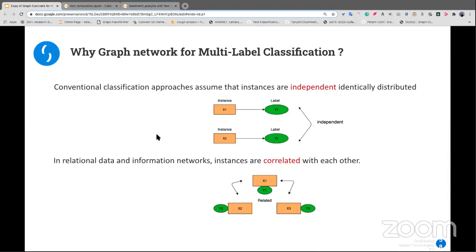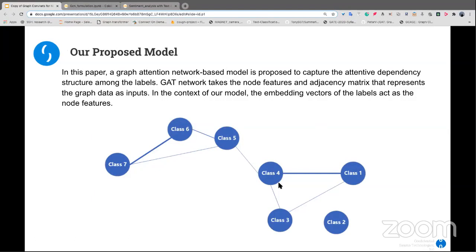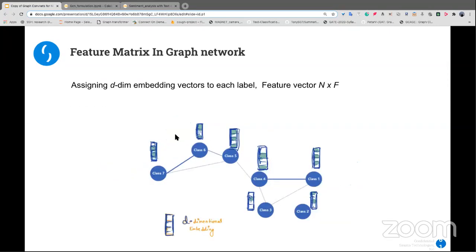Usually in many multi-label datasets, there is a relationship between the labels, but most networks don't use that. They tend to ignore the relationship. So in this, we are using a graph network to find the relationship between two nodes, like how influential they are, and what the probability is that these two labels occur together. So we are building the graph.